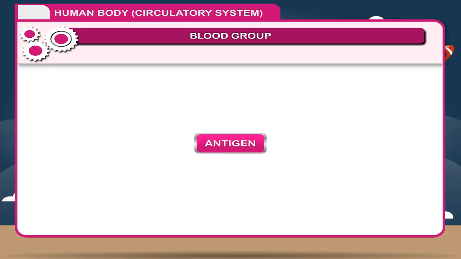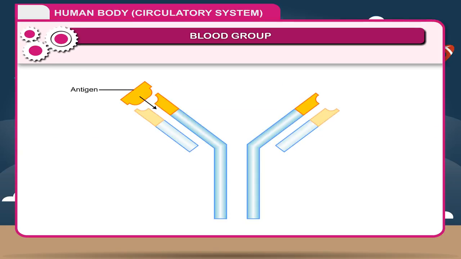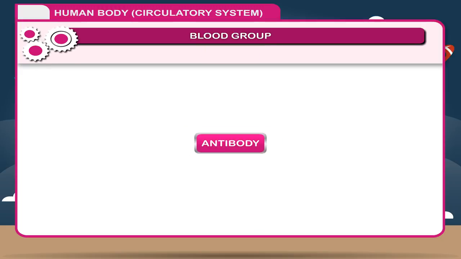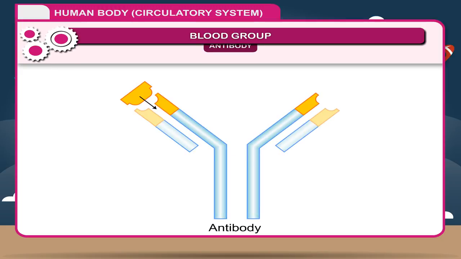Antigen. Antigens are proteins that stimulate the production of an antibody when introduced into the body of a human. Most common antigen producers are bacteria and viruses. Antibody. Antibodies are the proteins which are formed by the white blood cells in the body in response to antigens, foreign substances. They kill antigens.